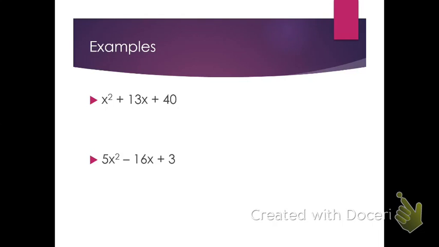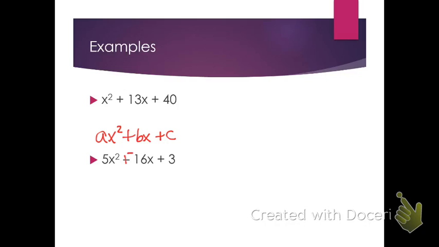Let's do one more of those. Next, I'm going to factor 5x squared minus 16x plus 3. Remember, I'm trying to compare this to ax squared plus bx plus c. So you don't have to write it this way, but it might be helpful to change the minus 16x to plus the opposite of 16x.